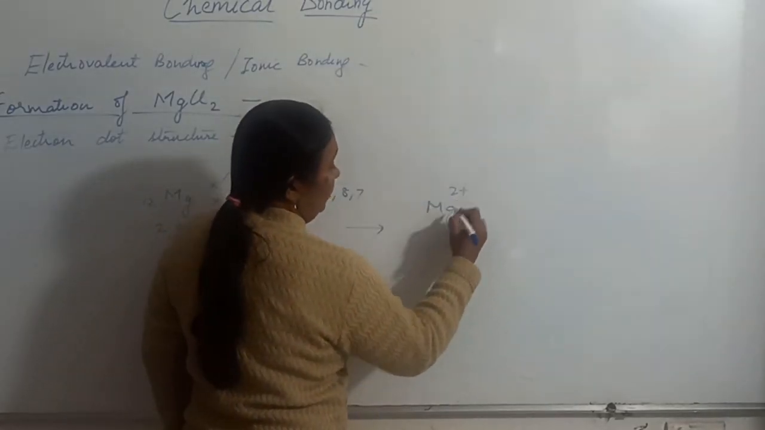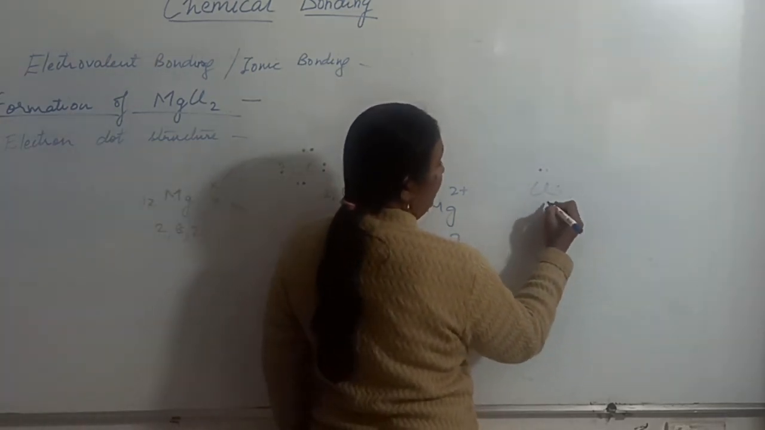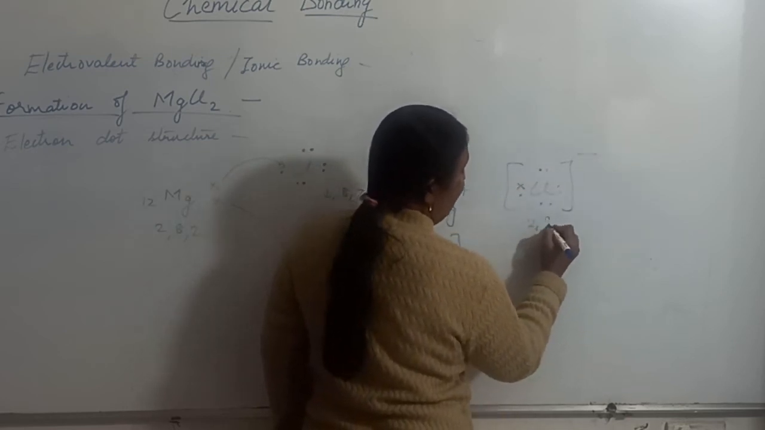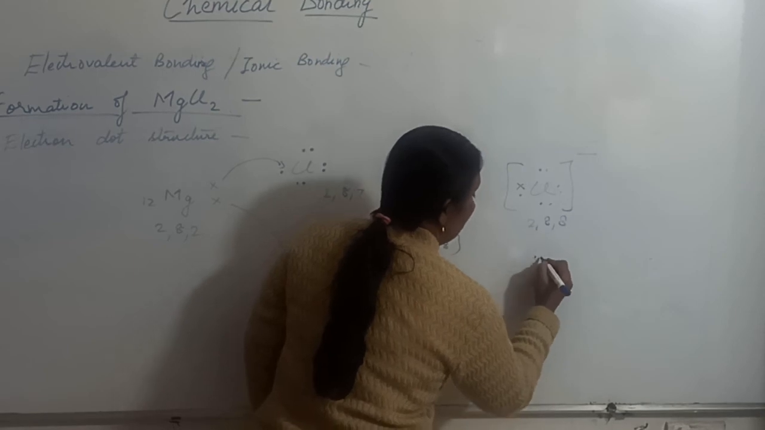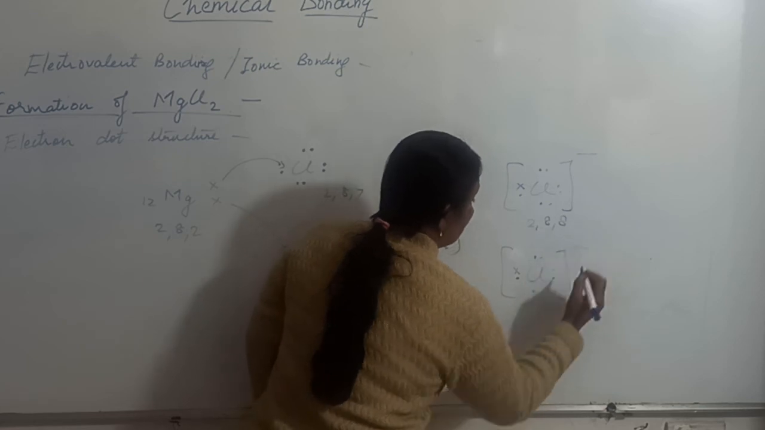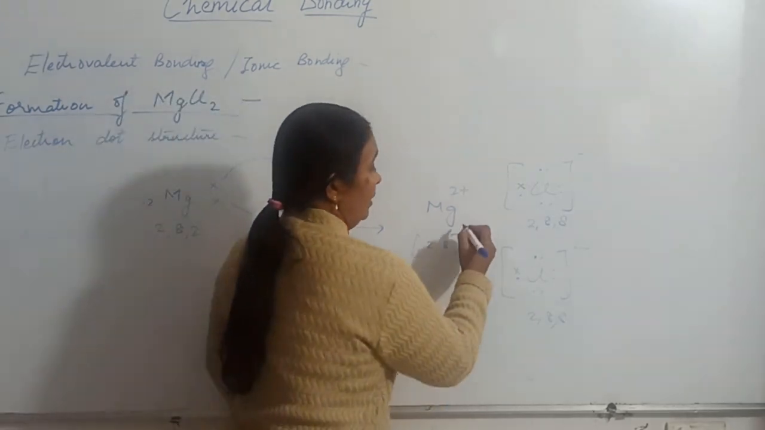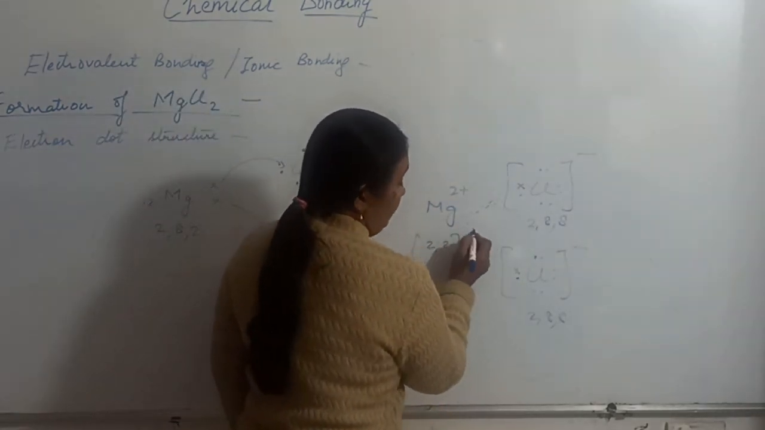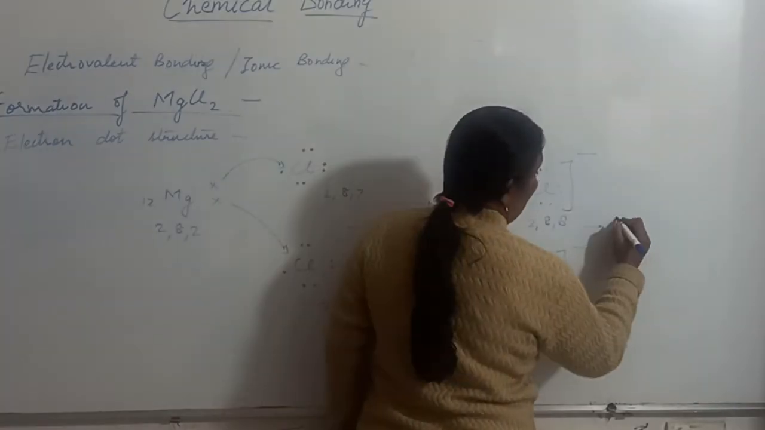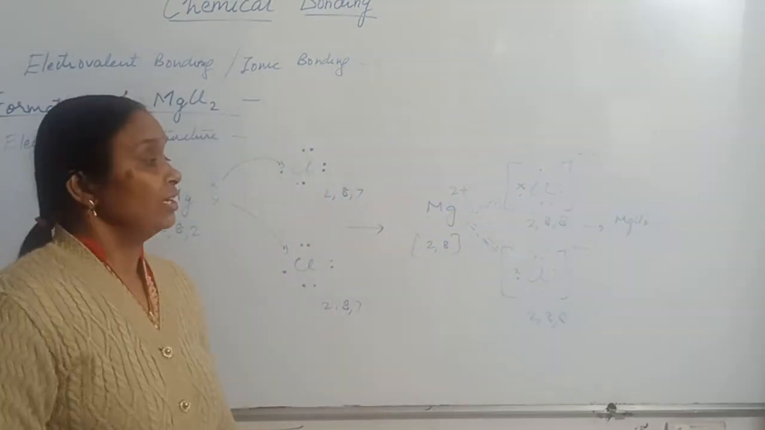Now what will happen? Magnesium, Mg2+, electronic configuration 2, 8. Chlorine 1, 2, 3, 4, 5, 6, 7 and 1 from magnesium, 1 minus, 2, 8, 8. Another chlorine 1, 2, 3, 4, 5, 6, 7, 1 from magnesium, 1 minus charge and 2, 8, 8. Like this you will be showing the force of attraction between the magnesium and both the chlorines, and it will result in formation of MgCl2, magnesium chloride. So this is the formation of magnesium chloride.